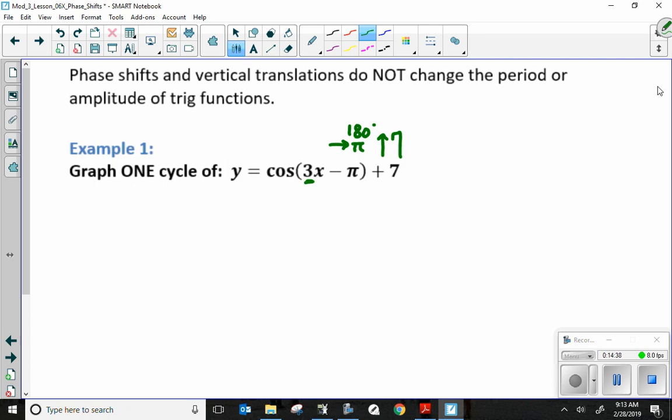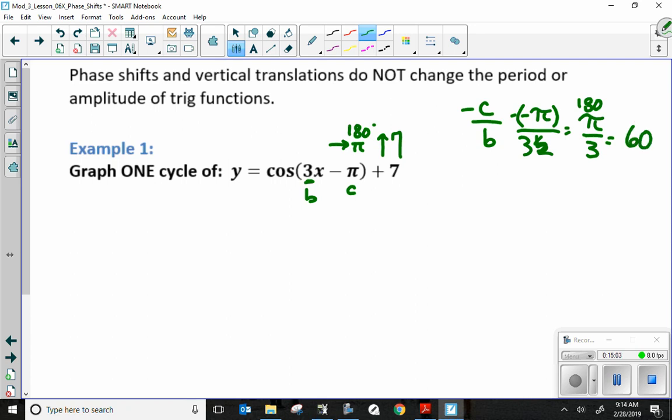If you just remember this formula, this is my C and this is my B, right? I take pi, it's already minus pi, so if I want to negate it, over B, which is 3. So that would be pi over 3, which is 180 over 3. So I'm really not moving right 180, I'm moving right 60. Okay? So you can do it that way.